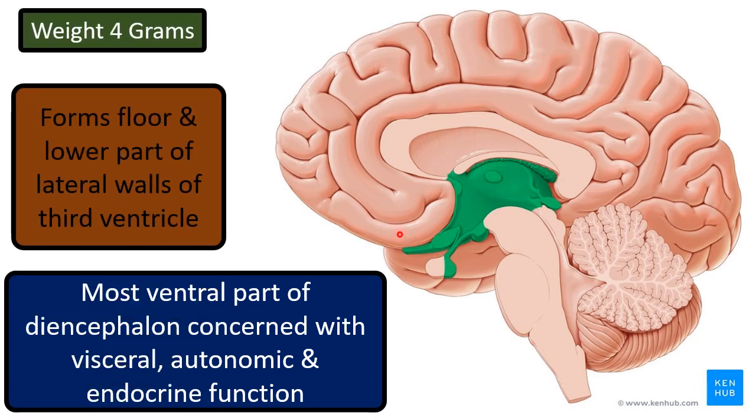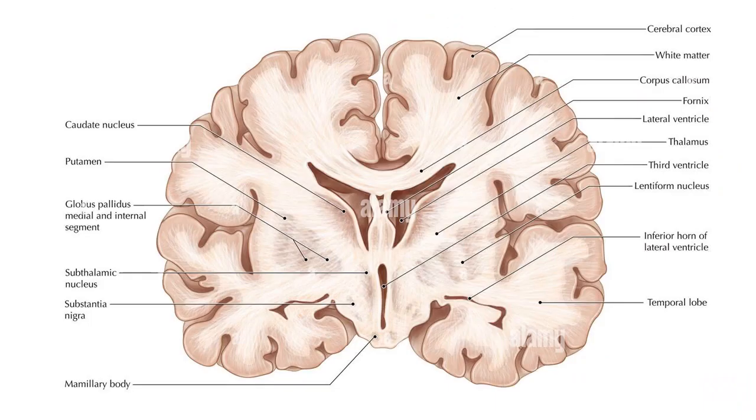The weight of the hypothalamus is about 4 grams. It forms the floor and lower part of the lateral walls of the third ventricle. Let us see that. Here you can see the third ventricle, and this is the lower part of the lateral wall of the third ventricle, which is formed by the hypothalamus.